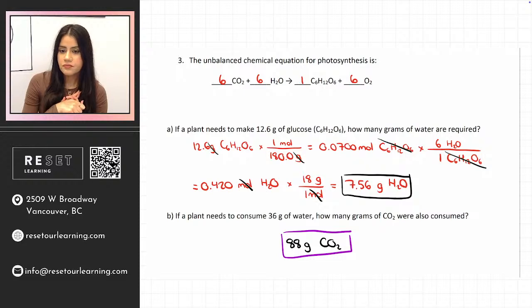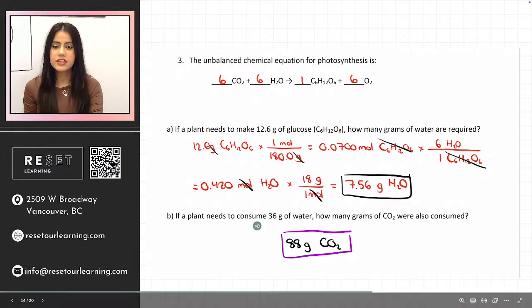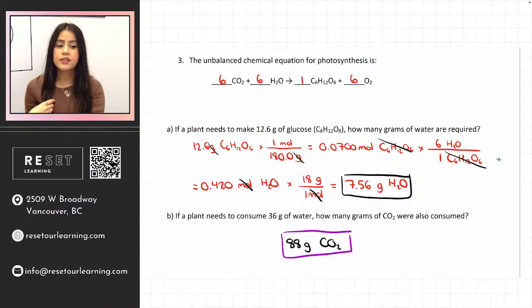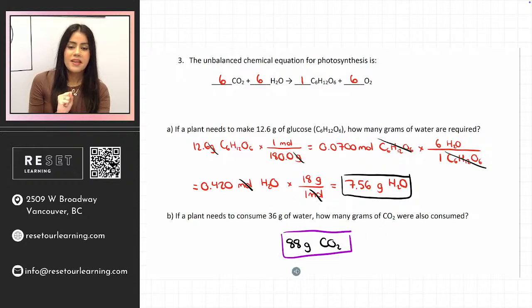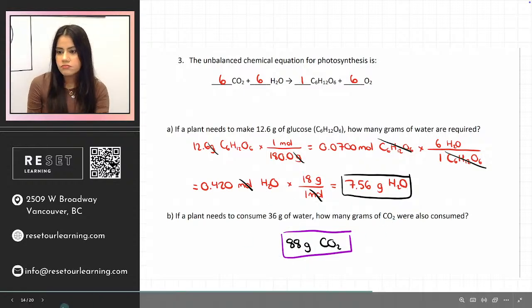Again, this question: if a plant needs to consume 36 grams of water, how many grams of carbon dioxide were consumed? Same thing you will do. You will first convert your grams of water to moles, and then use that molar ratio to find the moles of carbon dioxide, and then multiply it by the molar mass of carbon dioxide. The answer should be 88.